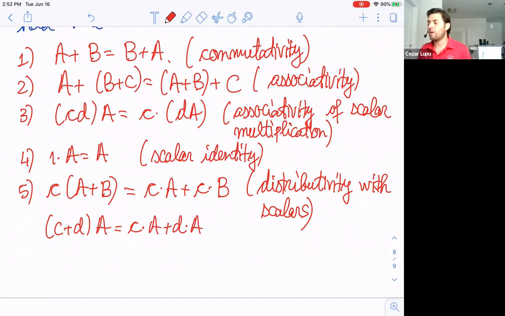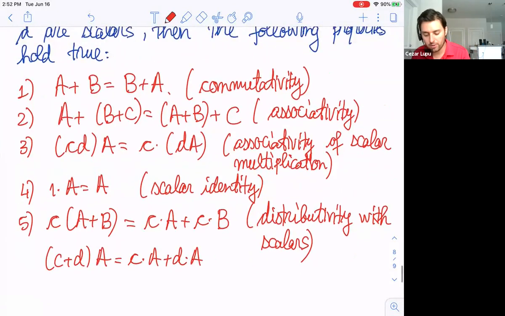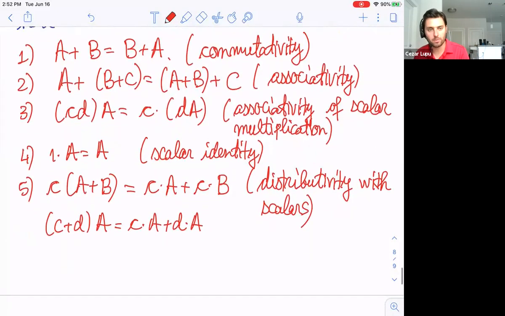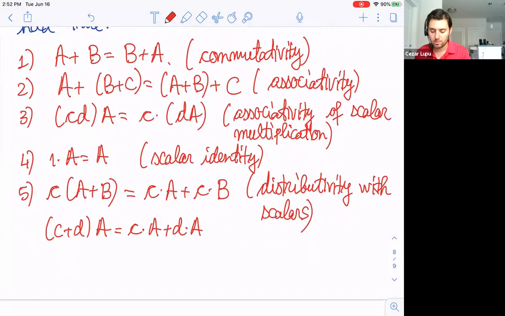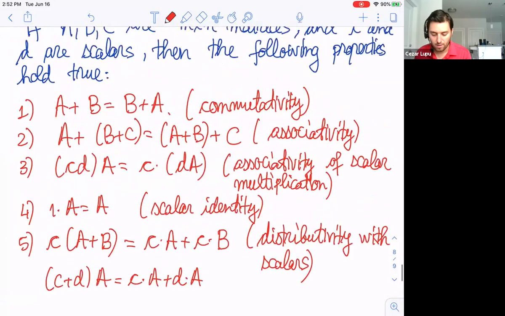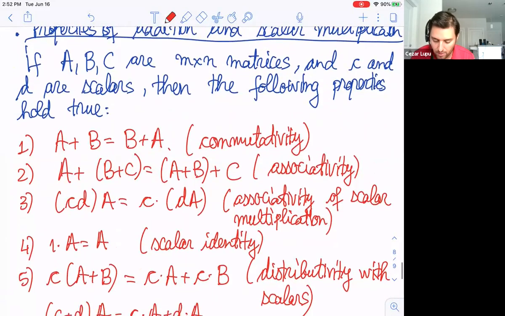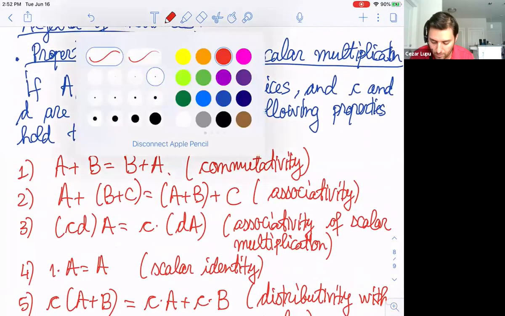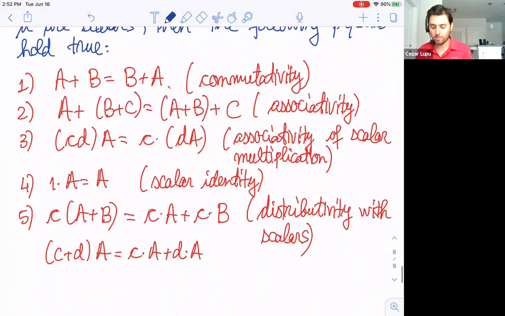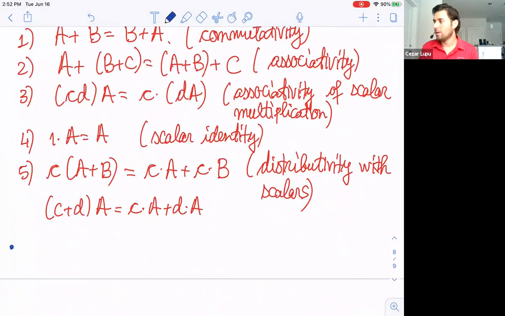All right, so these are the properties of matrix addition and scalar multiplication. So basically you can do almost everything you want, but not that much. Now, let's discuss some other properties, for example, properties of zero matrices.